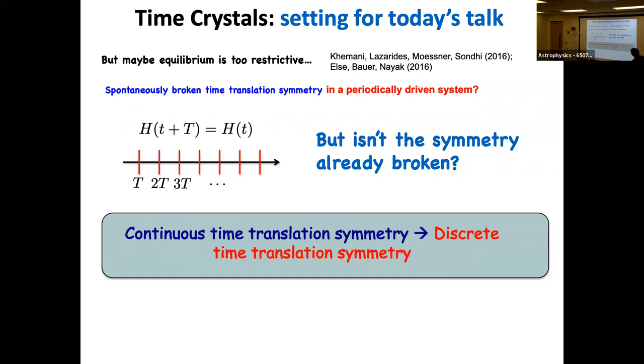But now, since the Hamiltonian only comes back to itself every T, the symmetry of the underlying equations of motion is that they come back to themselves at T, at 2T, at 3T, at 4T. So it almost looks like the natural question is, isn't the kind of symmetry that we were originally talking about, this notion of time, already broken by the way we're evolving the system in the first place? It turns out the way to think about this is that instead of asking generically about the spontaneous breaking of a time translation symmetry, we're asking about the spontaneous breaking of a discrete time translation symmetry.